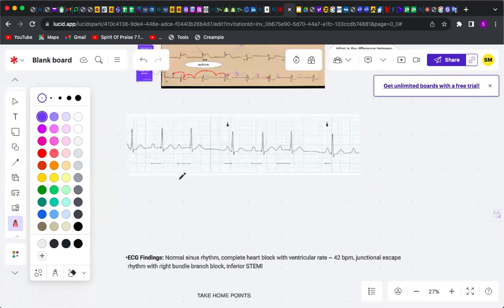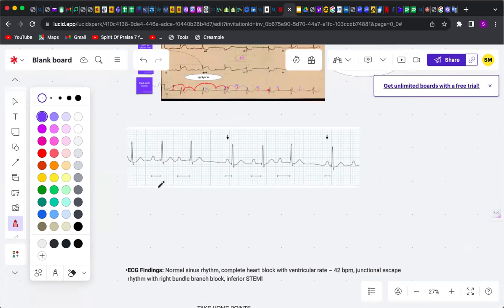So this was a strip here to show us a type 1 Mobitz, okay, that I just wanted to show.